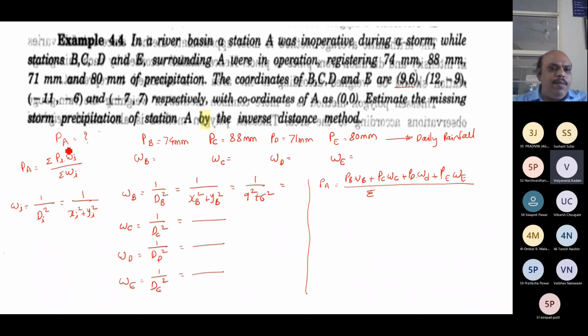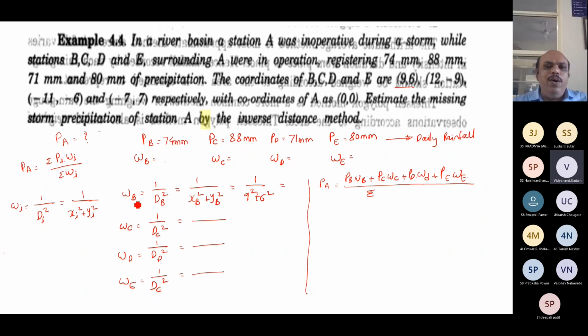So once again, I will repeat this. In this problem, we have to calculate Pa. As we have to calculate Pa, for that what is given? Pb, Pc, Pd, Pe, these daily rainfall values are given. We know the formula is Pa is equal to summation of Pi into Wi upon summation of Wi. So that's why here it is necessary to calculate the values of Wb, Wc, Wd and We. And we know how to calculate Wi, that is given by 1 upon Di square, which is equal to 1 upon Xi square plus Yi square.